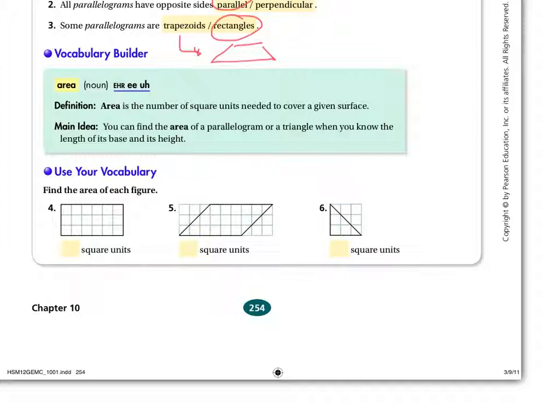Area is the number of square units needed to cover a given surface. And that's what we're going to focus on today, purely area of parallelograms and triangles only. This should be a complete review today, because you should have walked in here from 8th grade knowing your formula for area of a rectangle and area of a triangle. So number 4, find the area of each figure.